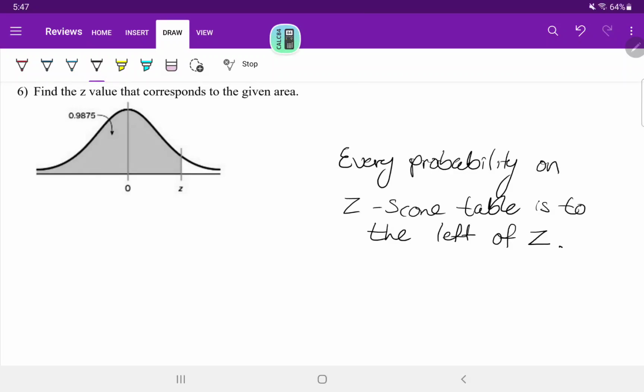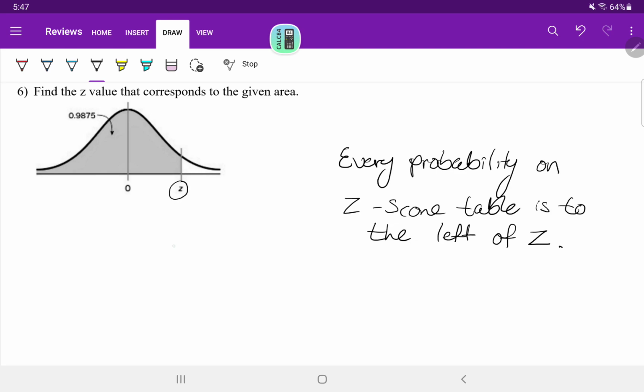Okay, guys, in this video, we're gonna do questions 6, 7, and 8, and that's just involving the standard normal distribution curve. Now, in number 6, it says find a z-value that corresponds to the given area.